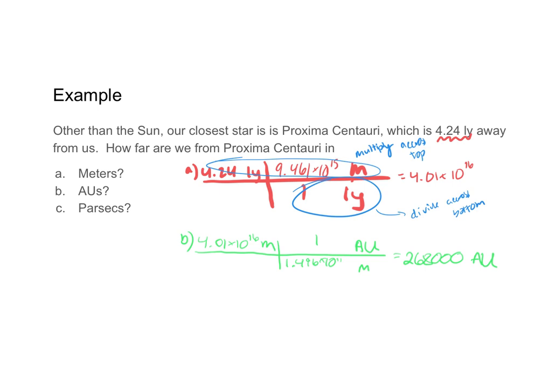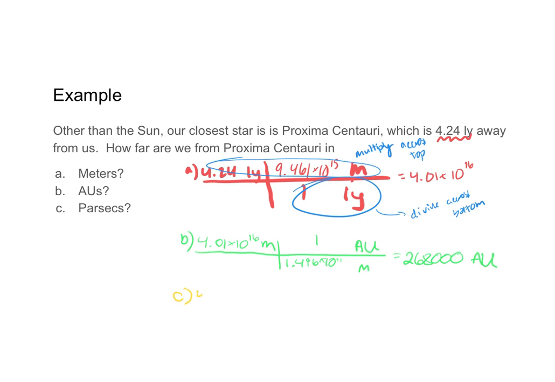Now I'm ready to do C and convert from light years to parsecs. The conversion factor I gave you gives you the conversion to parsecs from both light years and meters. So you can decide what to do. I'm going to use light years because, quite frankly, 3.26 light years per parsec is a lot nicer than 3.086 times 10 to the 16th meters per parsec. So I'm going to avoid the scientific notation altogether.